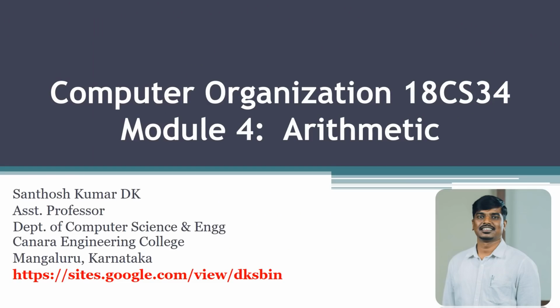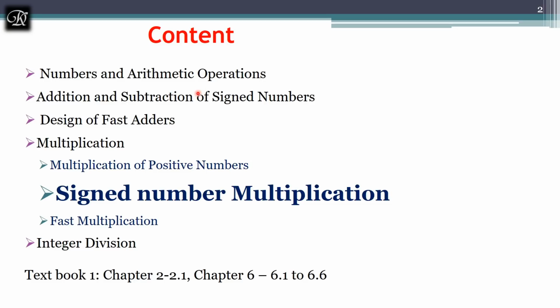Hi everyone. In this video, we'll discuss module number 4, arithmetic. In the last discussions, we have seen number and arithmetic operation, addition and subtraction of signed numbers, designing a fast adder, multiplication. In multiplication, there are two cases: one is multiplication of positive numbers and the other is multiplication of signed numbers. We have seen multiplication of positive numbers in the previous video, where we saw a best technique to do that, the sequential multiplication. So in this video we will discuss signed number multiplication and a faster technique for that.